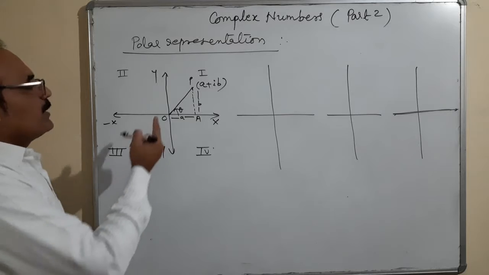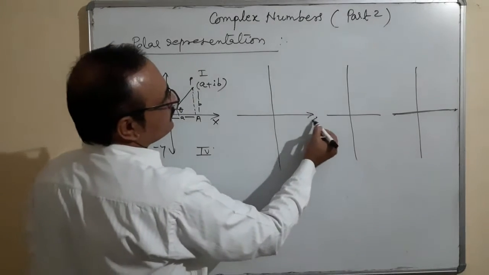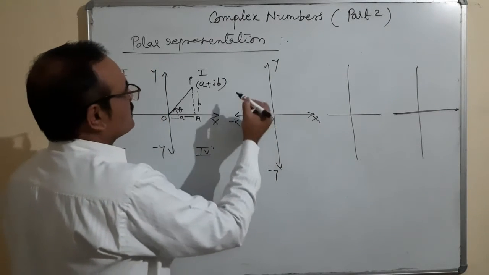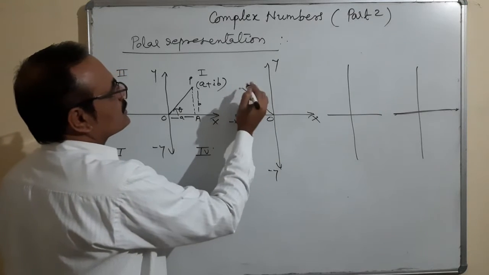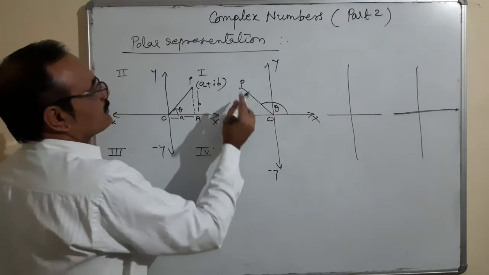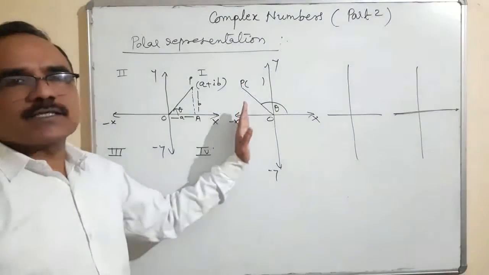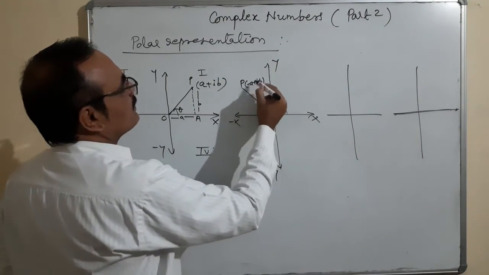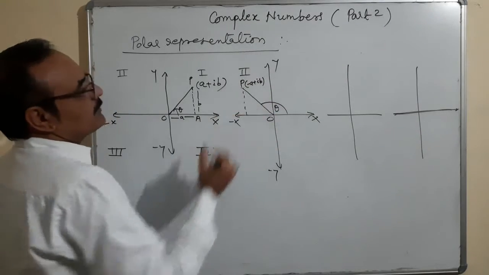Maybe it is possible that this point P is in the second quadrant. Suppose this P is in the second quadrant here. Now this angle is theta. What happens here? The real axis is negative and the imaginary is positive, so I may write here minus a plus ib. This is the second case.